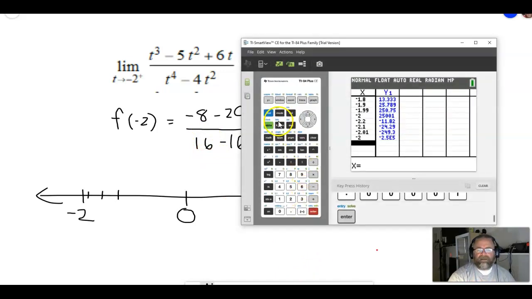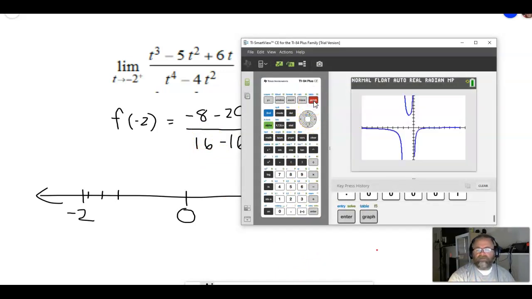And lastly, I want to take a look at this graph here. And this is what it looks like. So here would be -2, and you notice that from the left it's approaching negative infinity, from the right it's approaching positive infinity. Now it looks like we also have an asymptote here at 0.